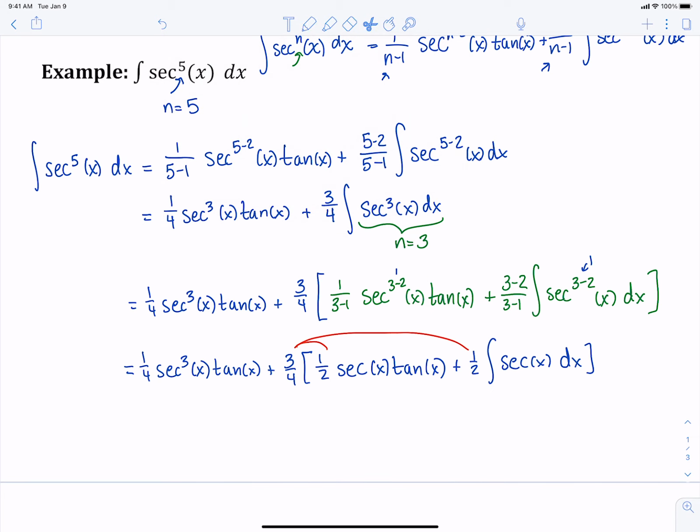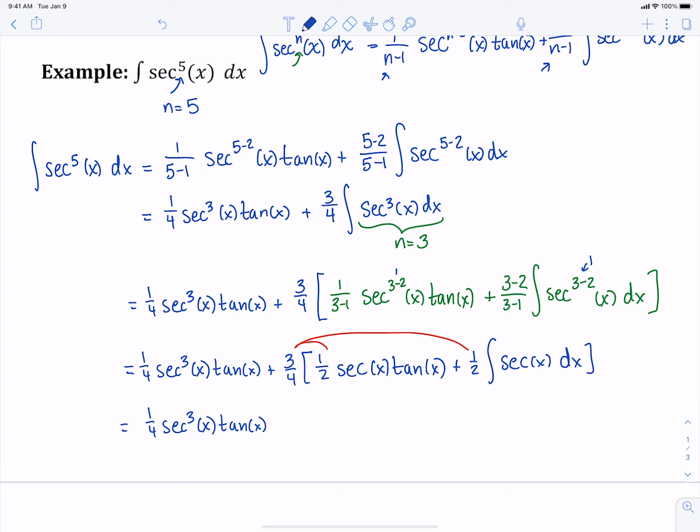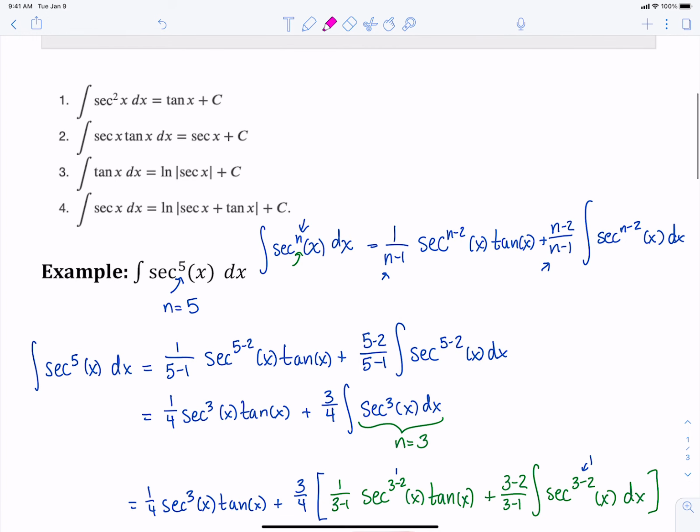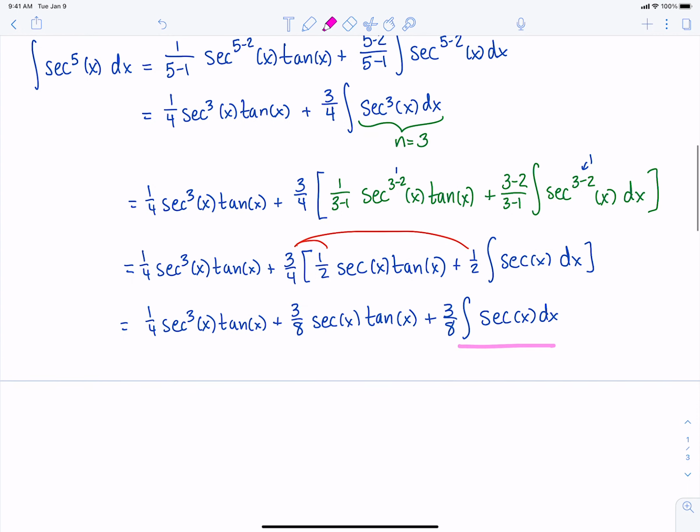So again, I'm going to take this part right here. Maybe I can paste it again. Yes, it already had it saved as the last thing we did. All right, so plus 3/8 secant of x tangent of x plus 3/8 the integral of secant of x dx. So the very last thing that we need to do is this last integral, and this is why I gave these integrals up here. So that last integral is going to be the natural log of the absolute value of secant of x plus tangent of x.